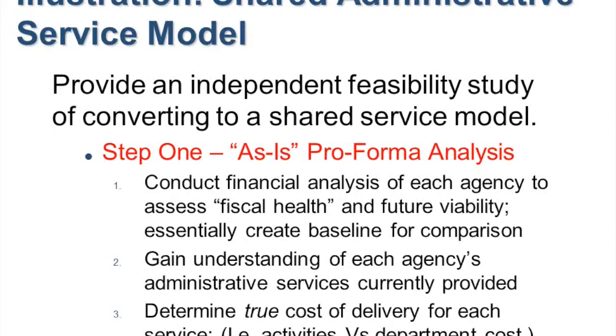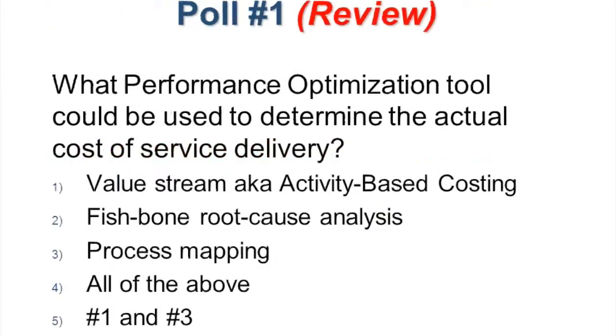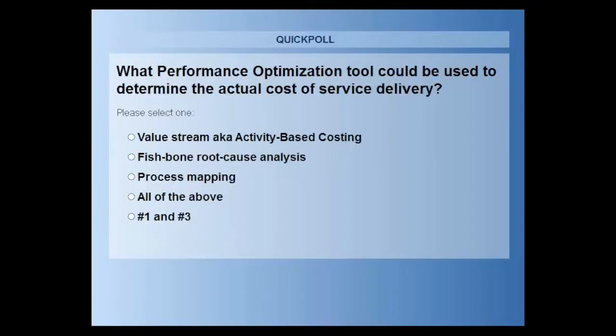The third step, again, we talked about this, is to determine the true cost of service delivery, not the general ledger cost. So we have a poll here that's coming up right now, and this is going to talk about performance optimization tools, a sort of a review from last week. So the question is, what performance optimization tool could be used to determine the actual cost of service delivery? The choices are value stream, also known as activity-based costing, a fishbone root cause analysis, process mapping, or all of the above, which are numbers 1 and 3.